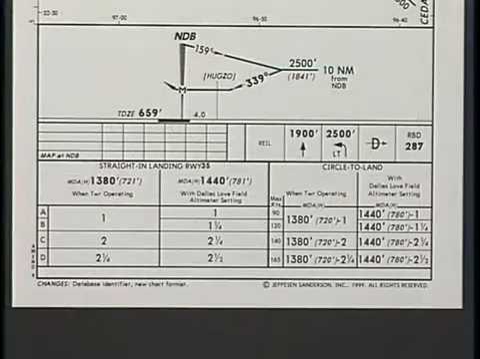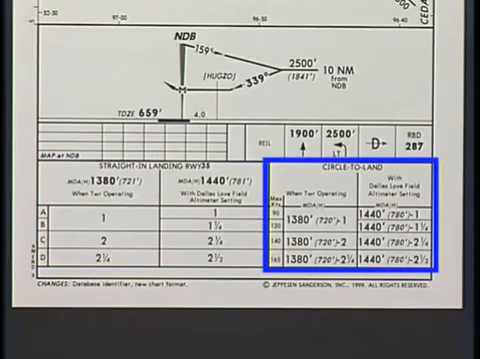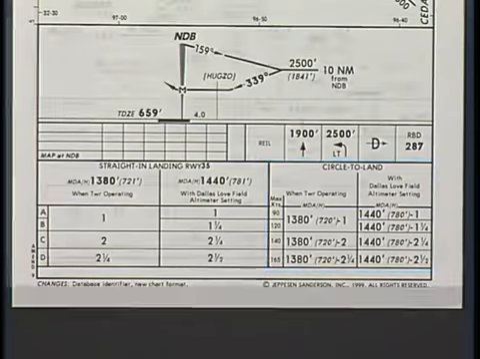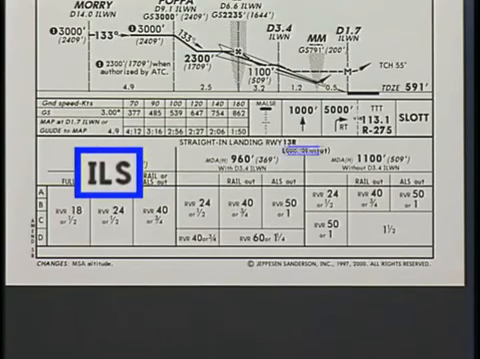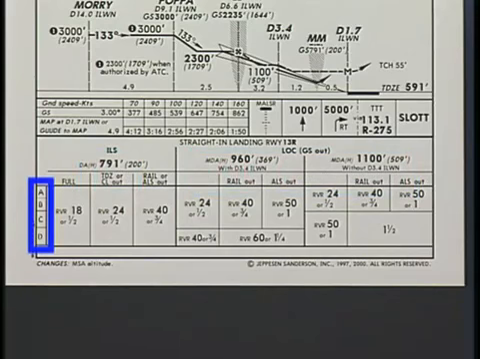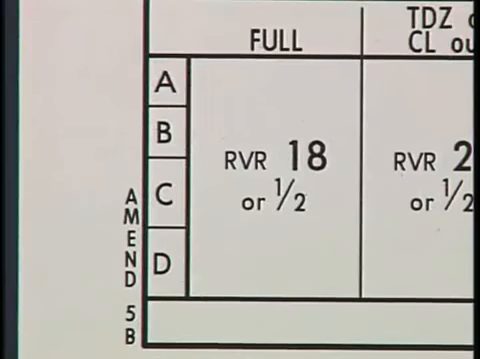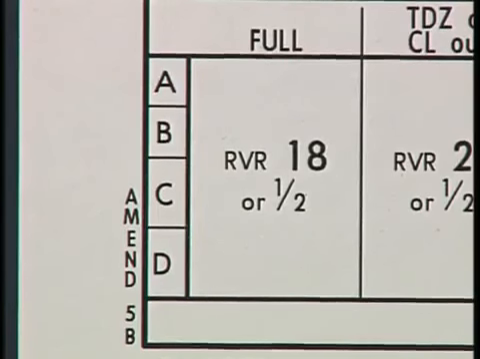On most approach charts, the minimums table represents two groups: straight-in approaches and circle-to-land approaches. On ILS approach charts, the straight-in landing section is further divided into minimums with and minimums without the glide slope. On the left side of the minimums box, aircraft categories are represented by the letters A, B, C, and D. The minimums depend upon the category of aircraft you are flying.